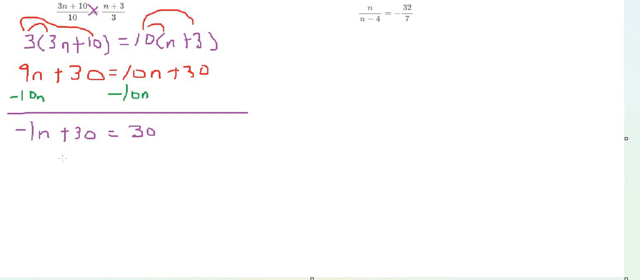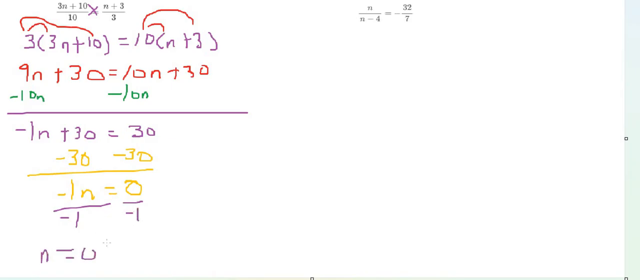Now I'm going to get rid of the stuff that's on the same side of the equal sign, but not touching it. That's the positive 30, so I would subtract 30 on both sides. And that's going to give us negative 1n equals 0. And then we could divide both sides by negative 1, and 0 divided by negative 1 is still 0. So our answer is n equals 0.